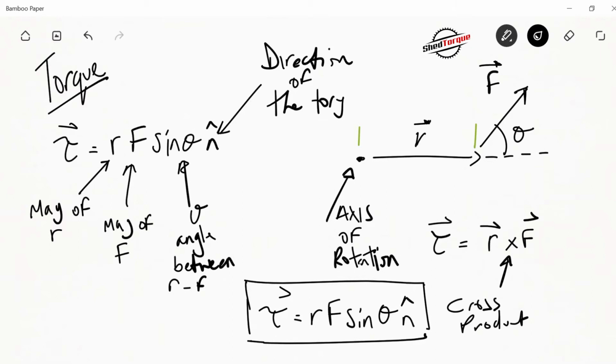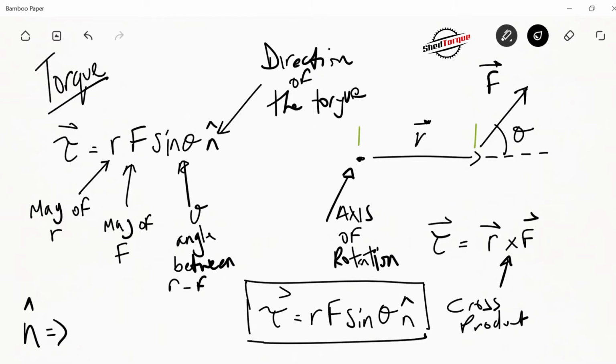The direction of the torque, this pen is awful, I do apologise, is always perpendicular to R and F, which means in this case it's either into this screen or out of this screen. But how do we determine whether the direction of the torque is into the screen or out of the screen as you're looking at it?